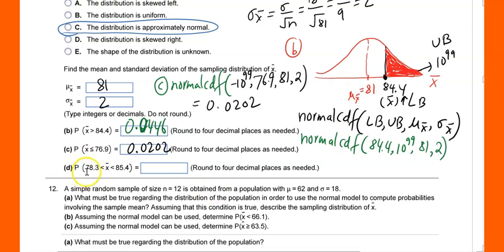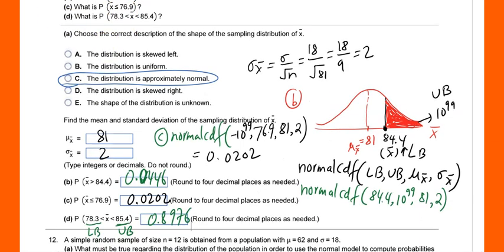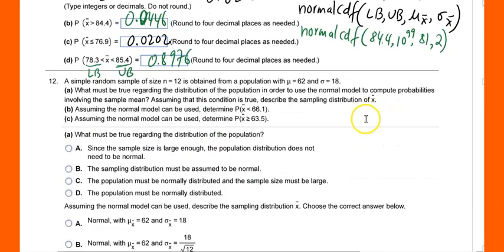But for this one you do similar, but this is going to be the lower bound, this is going to be the upper bound, and you do exactly the same as we did for B and C. Your answer is going to be 0.8976. That's question number 11. Question number 12.